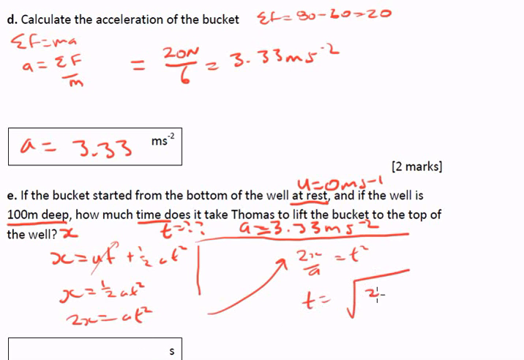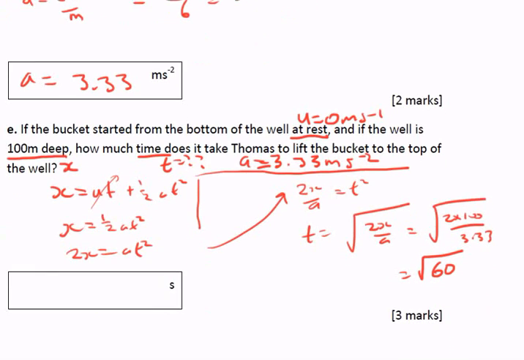And square root, we get t equals square root of 2x over a, which is 2 times 100 over 3.33, which is 200 divided by 3.333, which is 60. So square root of 60, which I'm not going to do on my calculator, I'm just going to hazard a guess, is about 7.8 as a guess. So if I'm wrong, I'm sorry. I think it's about that.